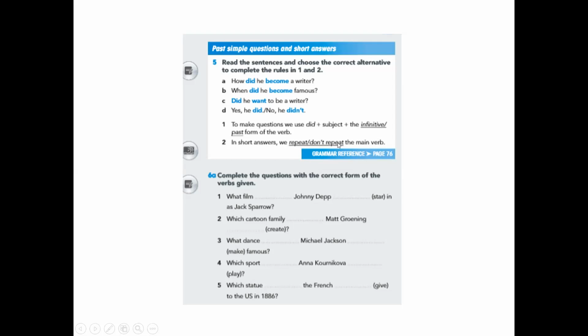After checking this rule, you see which of these sentences follow which rule, and then complete the questions. I'll do the first one for you. What film? Johnny Depp. Star. Star is a regular verb and wants an ED more. Started. But this is a question. What film did Johnny Depp star? Ede gelmiyor.